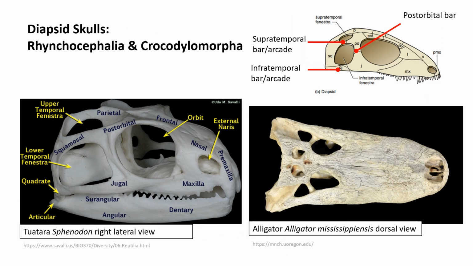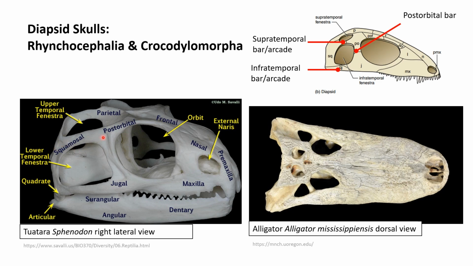Among those that display a fully diapsid skull are the tuataras and crocodilians. The two temporal fenestrae are located behind the orbit. The upper one is called the supratemporal fenestra, or fossa. The lower one is the infratemporal fenestra / fossa. The bar separating the two fenestrae is called the supratemporal bar / arcade / arch.